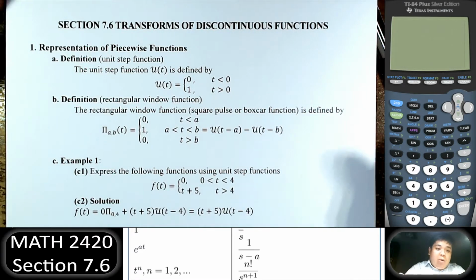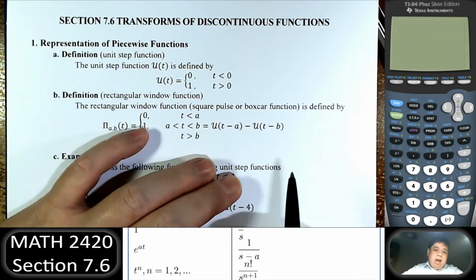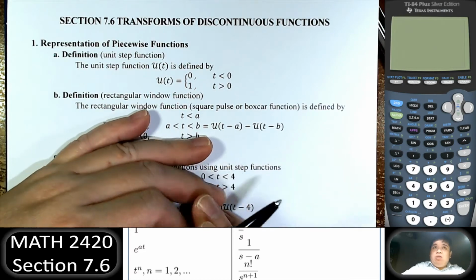Hi everybody, welcome to another video in differential equations, section 7.6, transform of discontinuous function.